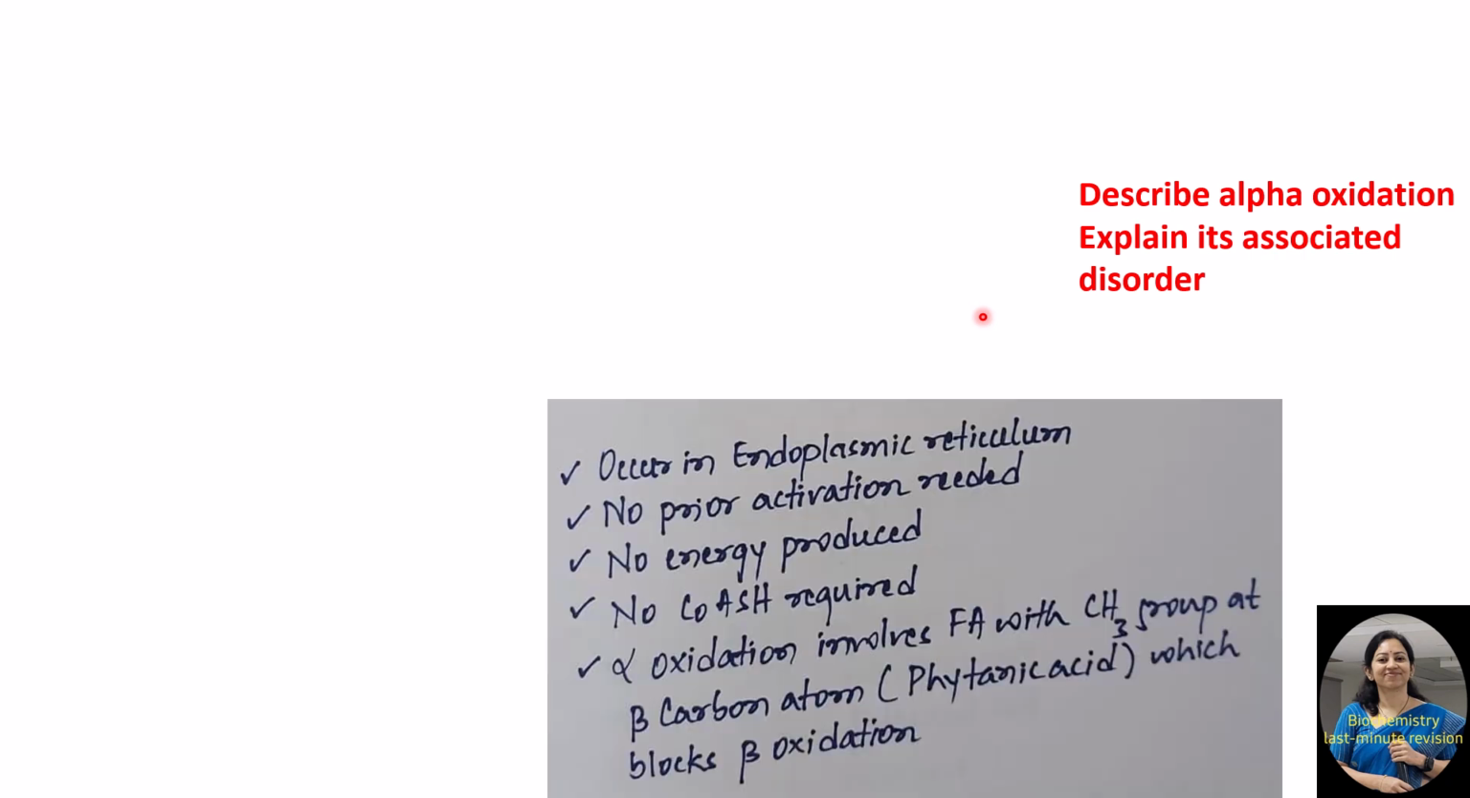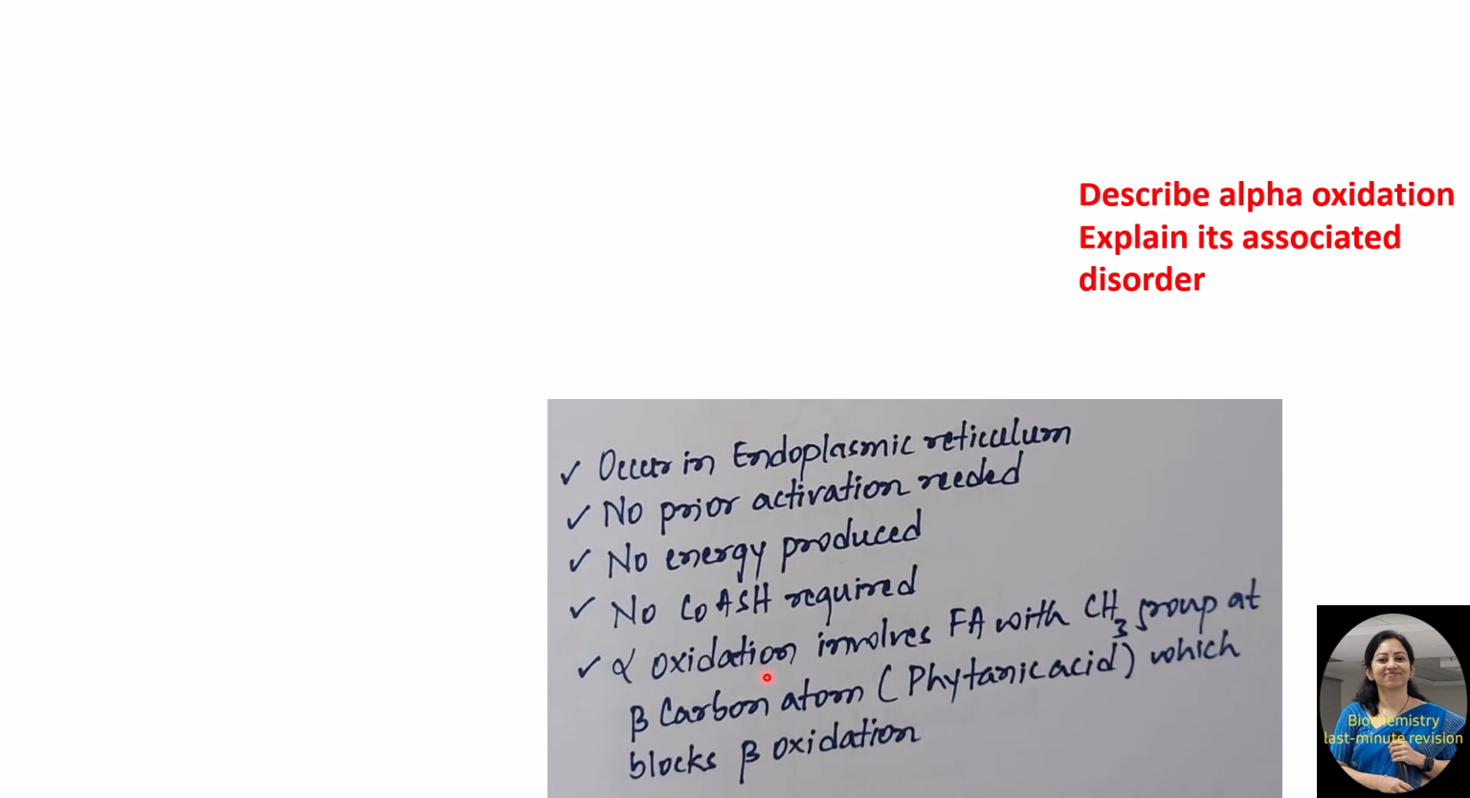Okay, next question. The most common question that will be asked is: describe alpha oxidation and explain its associated disorder. Alpha oxidation occurs in the endoplasmic reticulum and involves microsomes. When compared to beta oxidation, this does not require prior activation, and beta oxidation produces 106 ATP when palmitic acid is oxidized, whereas alpha oxidation does not produce energy, and so no CoA SH is required. CoA SH is the active form of pantothenic acid, which is required for activation of long chain fatty acids in beta oxidation. So there is no requirement of CoA SH in alpha oxidation.